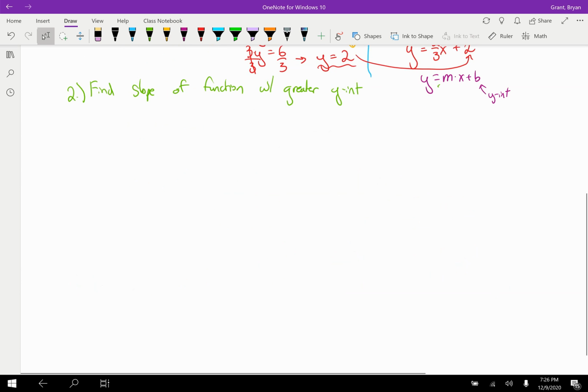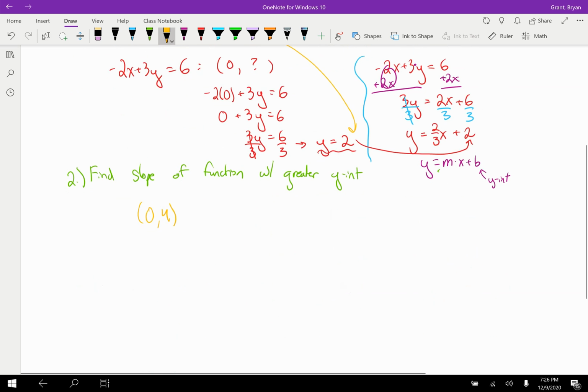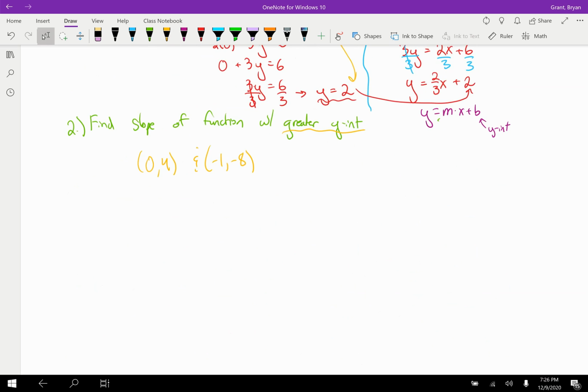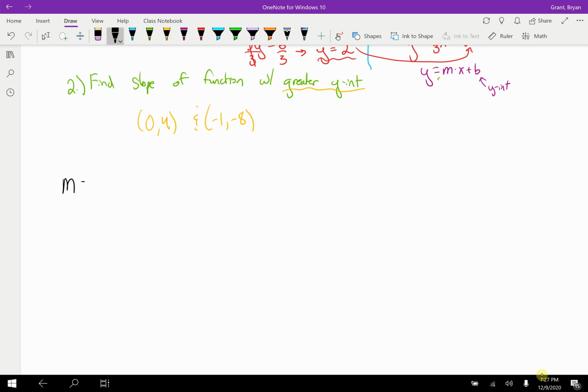So what they're really asking is, they're saying we have a function that passes through (0, 4) and (-1, -8). We need to find the slope of that function, because that's the function with the greater y-intercept. All right, well, how do we find the slope? That's just our slope formula. How exciting. We've seen this before. y2 minus y sub 1. And I always put these in parentheses. You want to do that so that you don't lose any negative signs here.